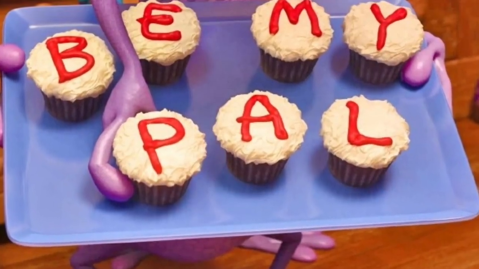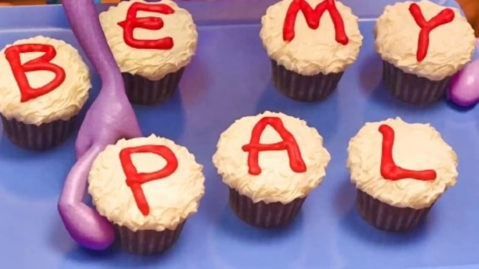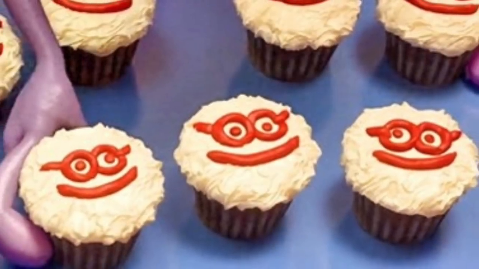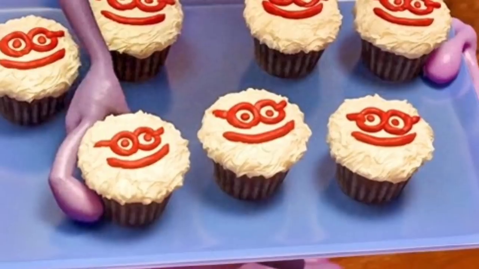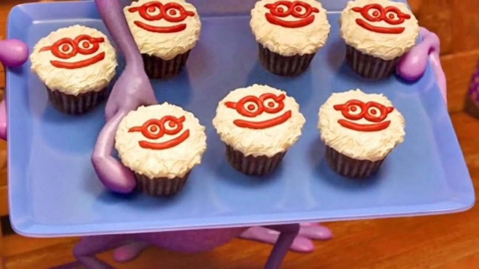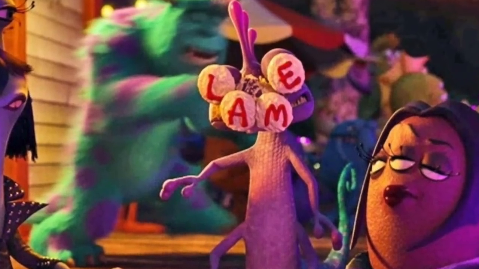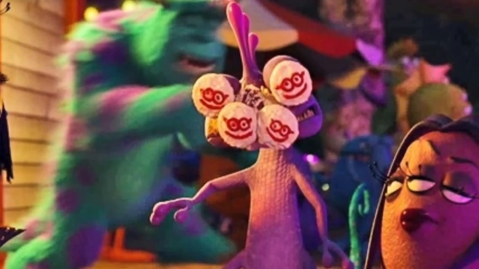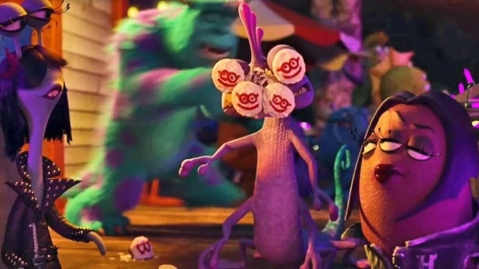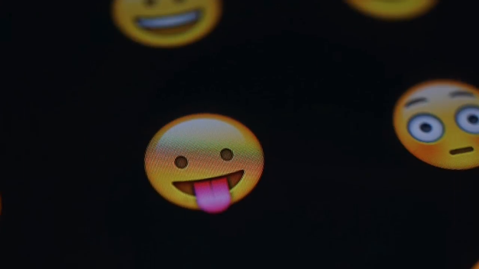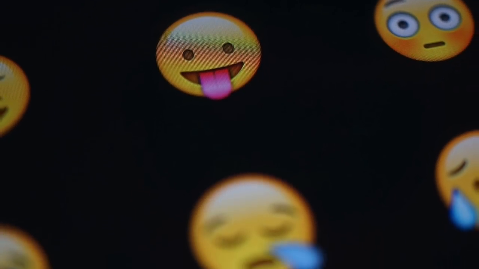Another change in the movie was when Randall baked some cupcakes decorated with the letters spelling Be My Pal. But in other countries that don't speak English, this wouldn't make any sense, so internationally they're smiley monster faces. And similarly, when Mike bumps into Randall, the cupcakes smash into his face, spelling the word lame. This of course wouldn't make any sense to non-English viewers, so the cupcakes are changed to smiley faces. I guess these are like the monster version of emojis.